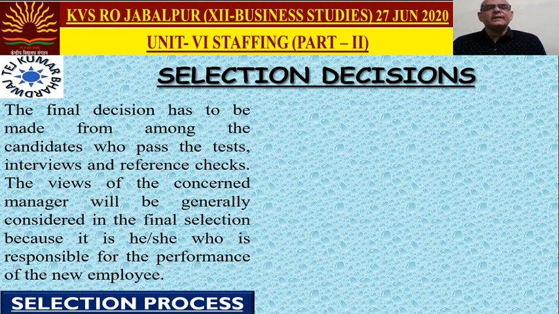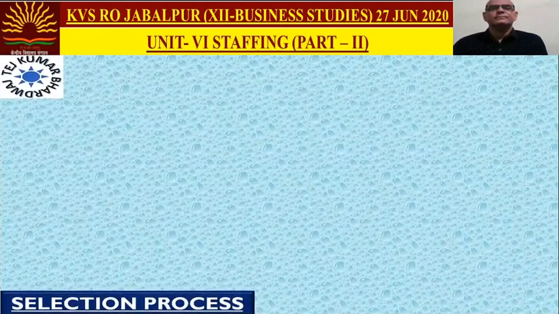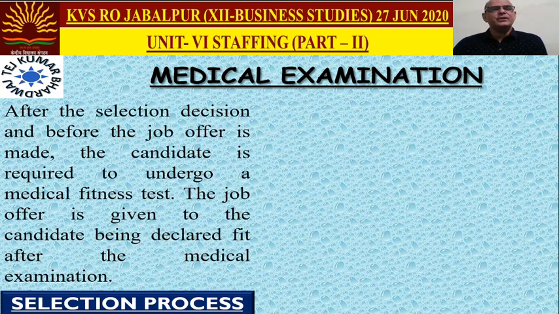Out of that merit list, only the top 100 are called as selected. So this is called the selection decision, means making a final merit of top level candidates, how many candidates or applicants are required in the organization. Medical examination: those who are finally selected are called for the medical examination.